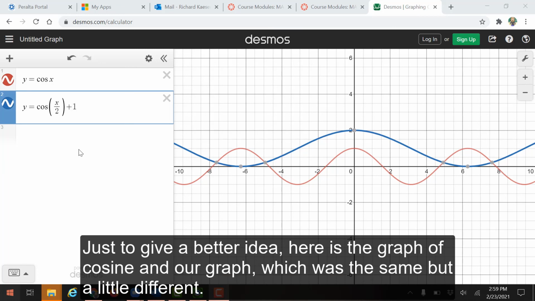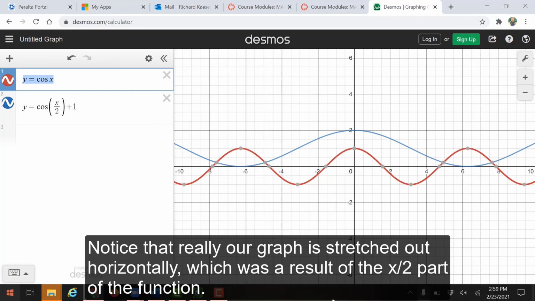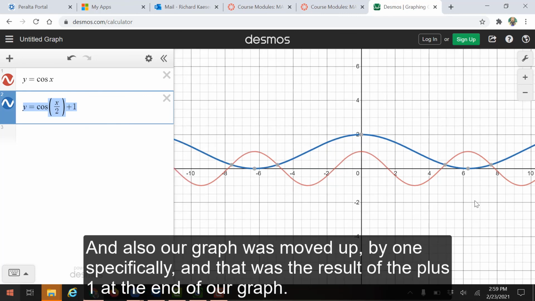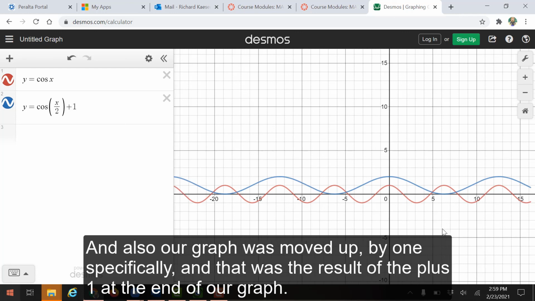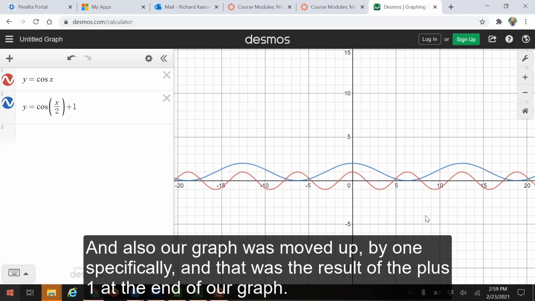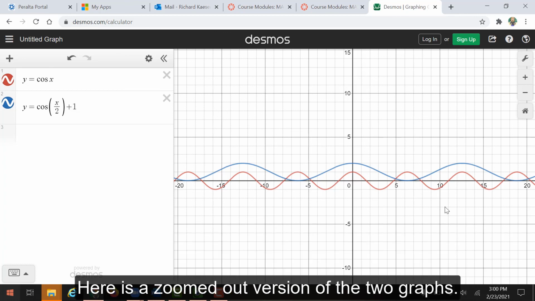Just to give a better idea, here's the graph of cosine and our graph, which was the same but a little different. Notice that really our graph is stretched out horizontally, which was a result of the x over 2 part of the function. And also, our graph was moved up by 1 specifically, and that was the result of the plus 1 at the end of our function. Here's a zoomed out version of the two graphs.